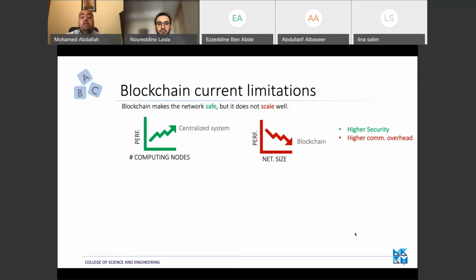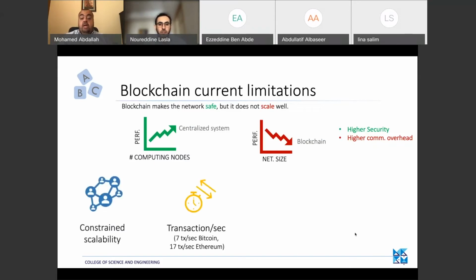So actually this leads to the performance of the blockchain becoming not scalable. Adding new users will have a real problem in terms of scalability. So we have a constrained scalability. The transactions per second is actually low: 7 transactions per second for Bitcoin, 17 transactions per second for Ethereum. We have delay. And also, the most important thing, it is not environment friendly. You have a lot of carbon dioxide emission because of this proof of work problem. So this actually limits the application of blockchain on a high scale, with a high number of users.